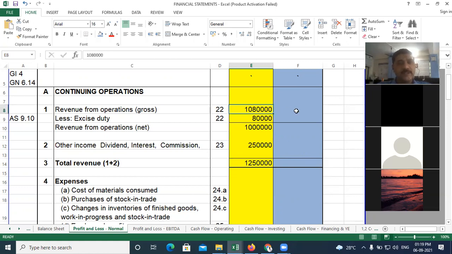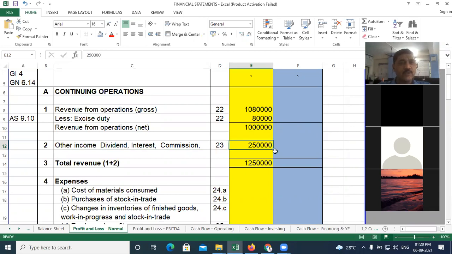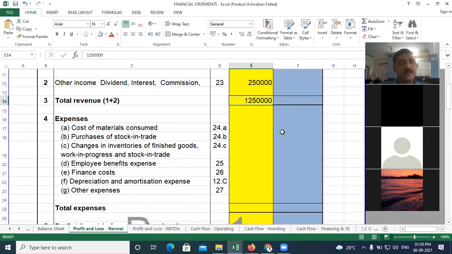Our gross sales is 10 lakhs 80,000, of which 80,000 is excise duty. So when we are calculating income, we have to exclude the excise duty or GST that we have paid. So your net sales is 10 lakh rupees. And in that, we have earned commission, dividend, or interest, that amount is 2,50,000. So total income stands at 12,50,000. Now from this income or revenue, we have to deduct the expenses for which we are running the business.